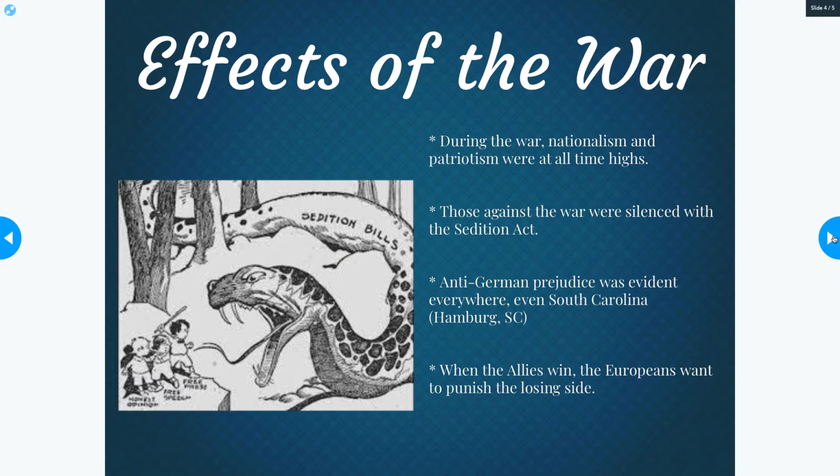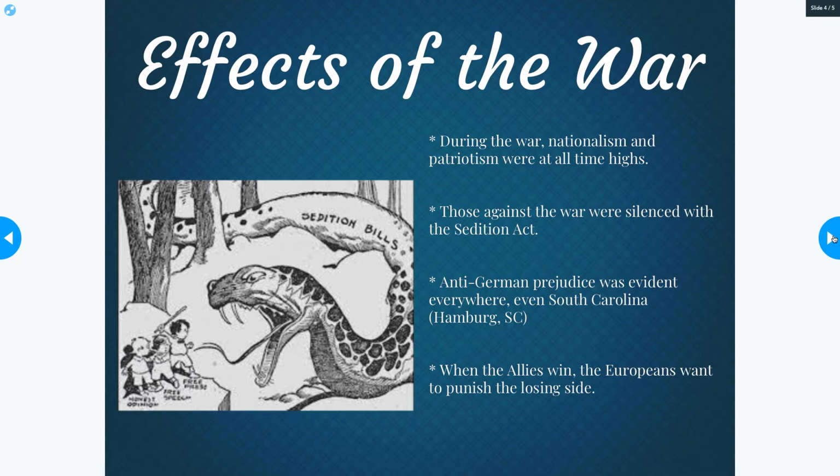So, what are the effects of the actual war? This is something you don't really go into as much in 7th grade, but first off, nationalism and patriotism in the United States were at all-time highs. The support for the war, one poll had it at 93%. So 93% of all Americans wanted people to be supportive of the war and actually to interact with soldiers, support them, do anything they can to help us win the war.